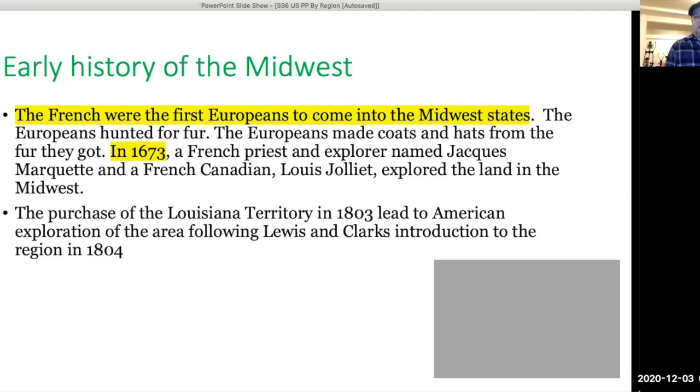In 1803, when Thomas Jefferson bought the Louisiana Territory, that's when Lewis and Clark went to explore. That's when we know people began to move into the region, and people were interested in developing those areas a little bit more.